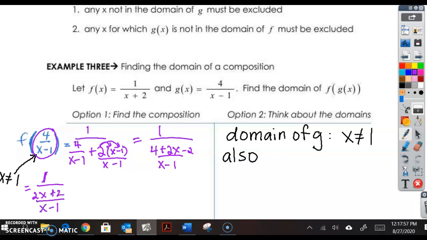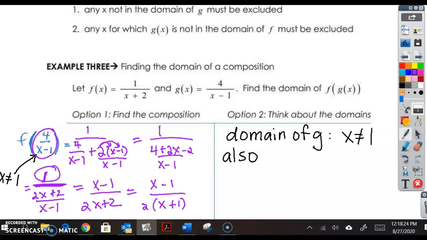Now, keep, change, flip. Keep the 1, change the division to multiplication, and flip the denominator. Okay? So that is equal to x minus 1 over 2x plus 2. You might need to ask me a question about that in class. If you do, that's okay. So let's factor. You always want to factor just in case there's something you can simplify, but take a look here.